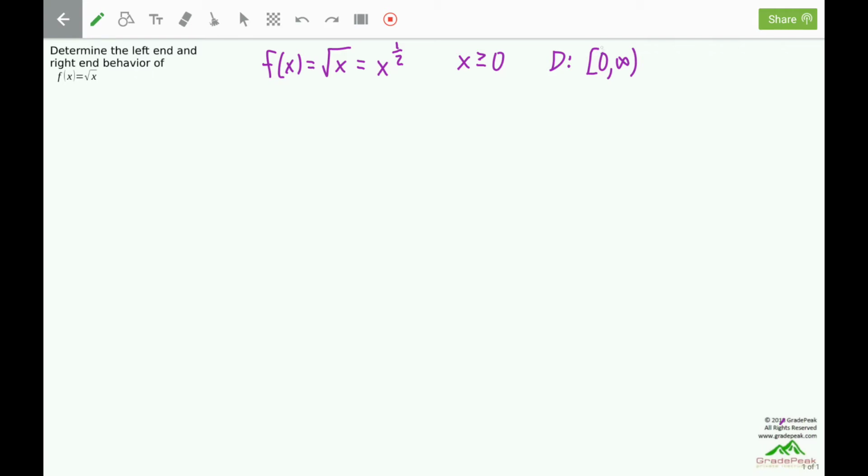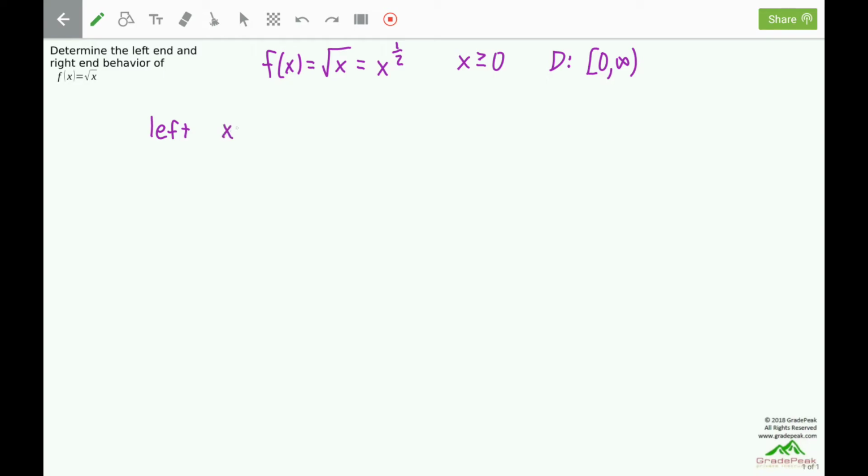The left end behavior is determined by evaluating the function at the left end of the domain, and the right end behavior is determined by evaluating the function at the right end of the domain. Starting with the left end behavior, the left end of the domain is a finite number that is included, and therefore it can be determined by evaluating the function at that left end.